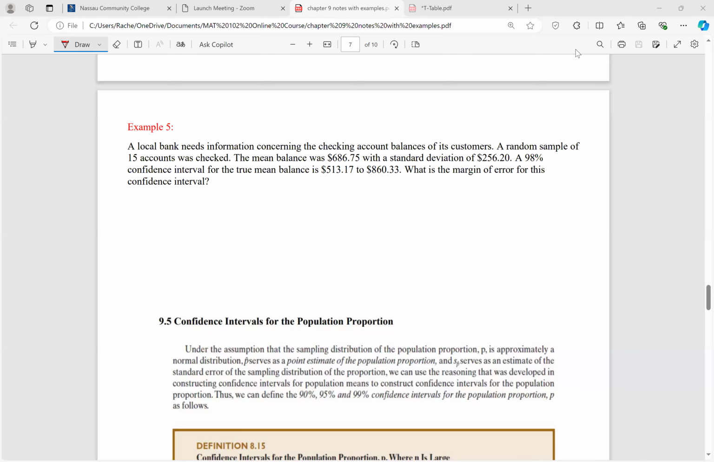All right, so let's get through example 5, and then I'm just going to go back and explain what happens when we increase or decrease the confidence level, and then we'll move on to confidence intervals for proportions.